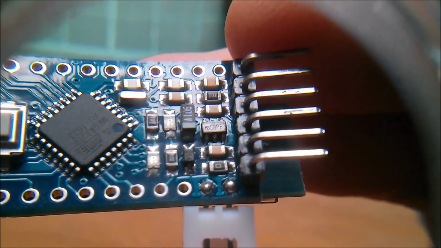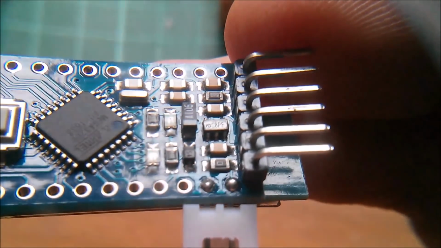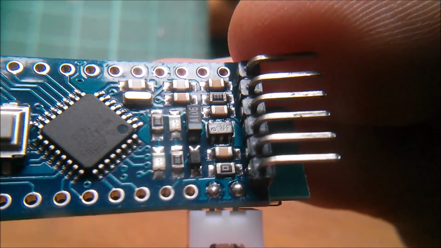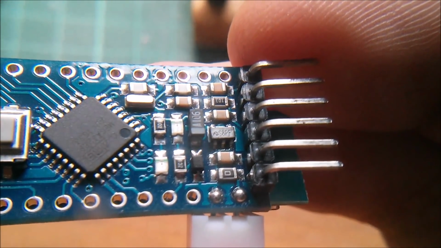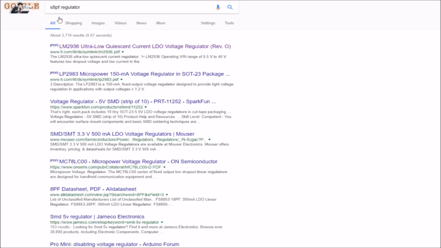So why did this happen? Well, on the back of this Arduino, this is one that blew up, we have a regulator that has the marking S8PF. So what is an S8PF? So it would appear from a quick S8PF regulator search on Google that this is an LM2936 ultra-low quiescent current LDO voltage regulator with a Vin range of 5.5 volts to 40 volts. So why did my 12 volts blow that regulator up, if that is indeed what's happened?